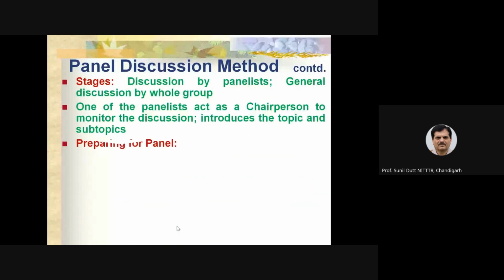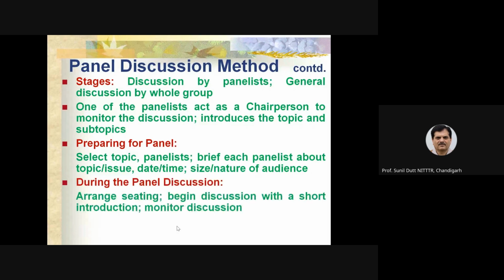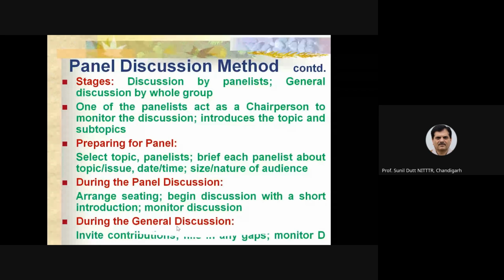So, discussion by panelists, then general discussion by the whole group. One of the panelists can act as a chairperson to monitor the discussion. He will introduce the topic and the subtopics that the other panelists would be discussing. In selecting the topic, brief each panelist about the topic, date, time, size, and nature of the audience. During the panel discussion, arrange the seating, begin the discussion with a short introduction. You can monitor the discussion, invite contributions, and your role as a teacher is to fill in any gap. You need to monitor the discussion.